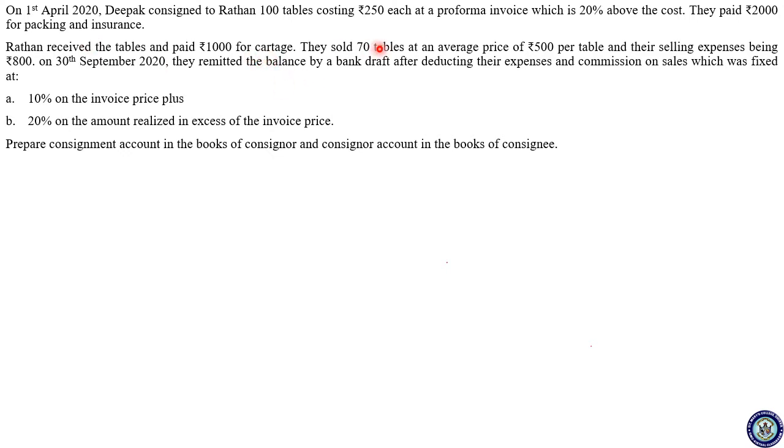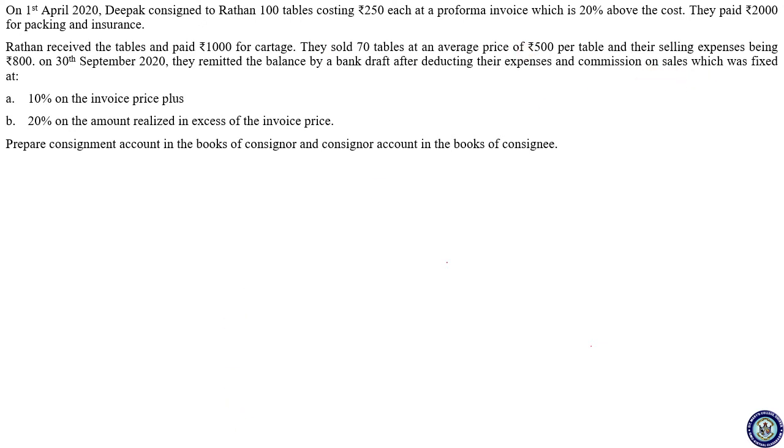This is non-recurring. And he sold 70 tables out of 100 at an average price of 500 per table, and the selling expense was 800. So Ratan incurred two expenses: cartage of 1000 and selling expense of 800. Cartage is non-recurring, and the selling expense is incurred after you receive the goods, so it is recurring. On 30th September 2020, they remitted the balance by bank draft after deducting their expenses and commission on sales. After deducting the expenses as well as the commission, the balance left was remitted to the consignor.